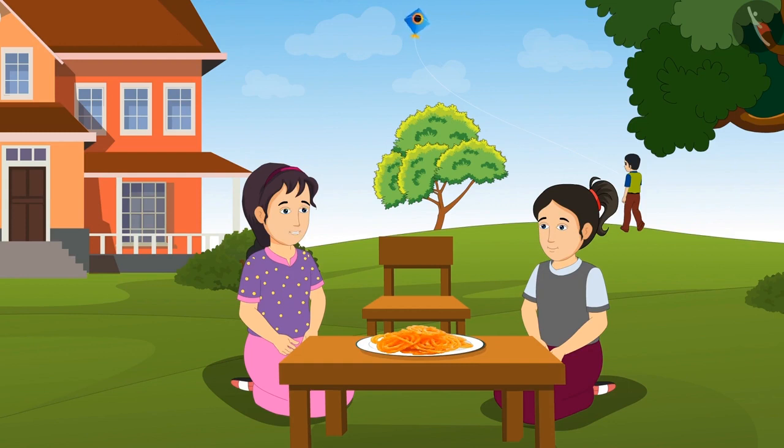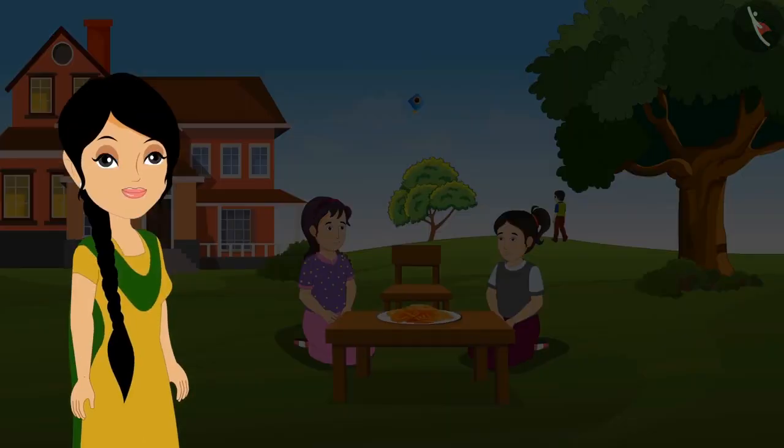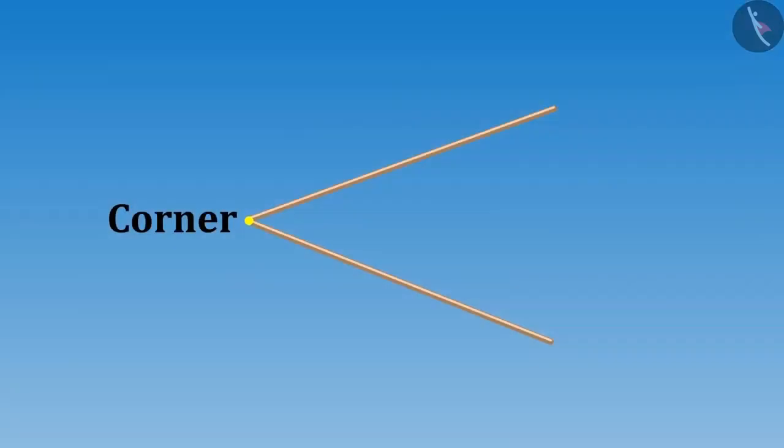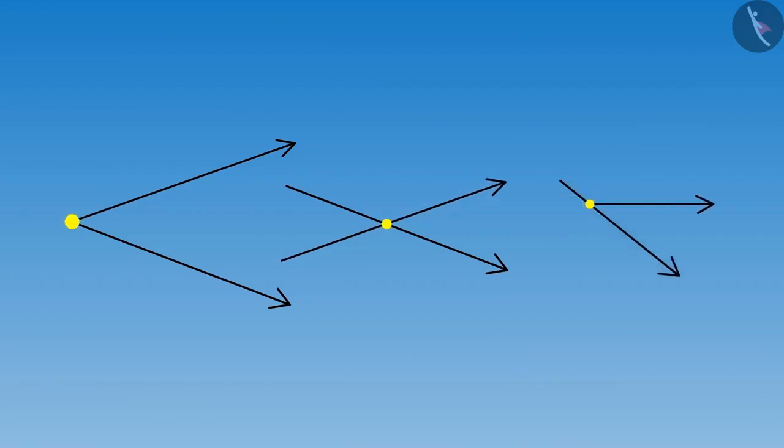Now, can you tell me which of these things have corners in their shape? Corners? What are corners, sister? Do you know what are corners? Look here, Riva. If I join two sticks like this, what appears in between is called a corner. But if I take one stick, there will be two endpoints on it, which means there would be no corner there. That means when two lines meet at a point or cross each other at a point, then a corner is formed there.